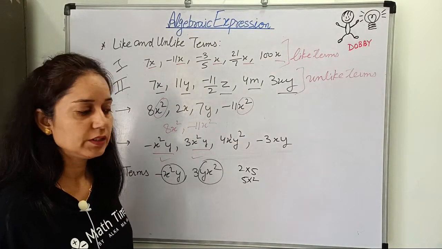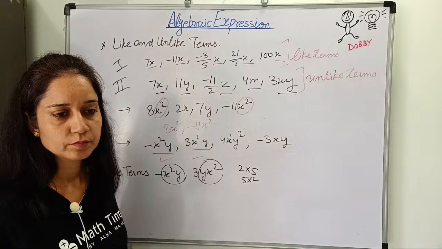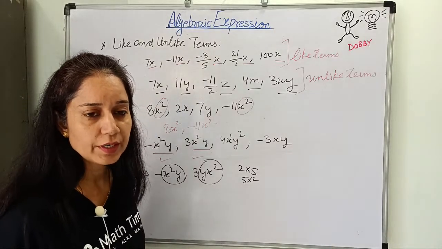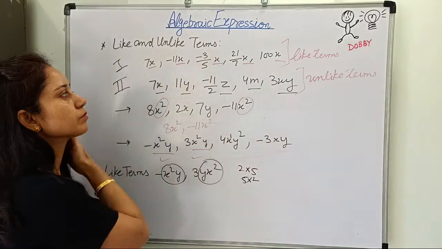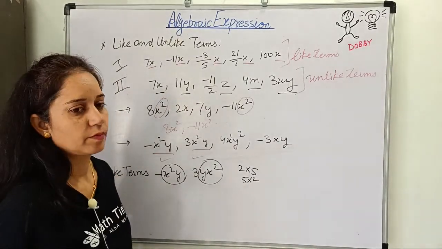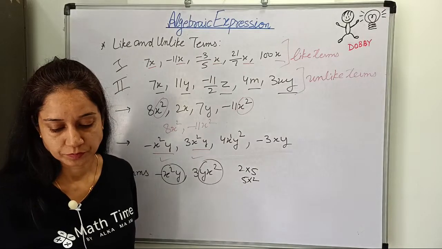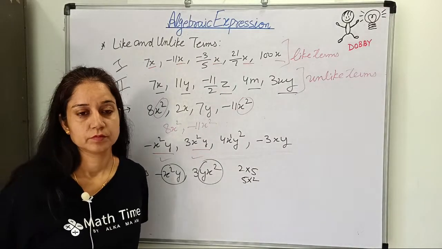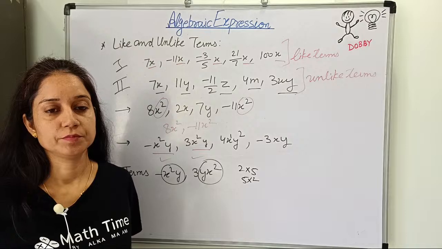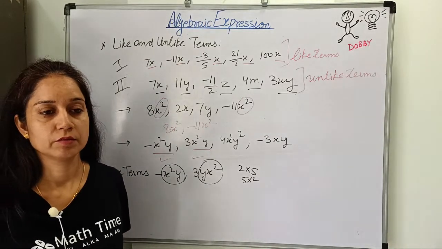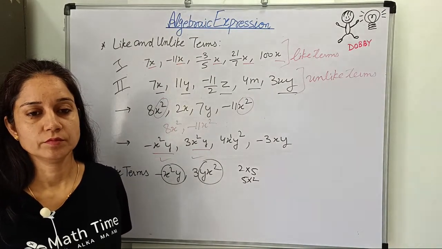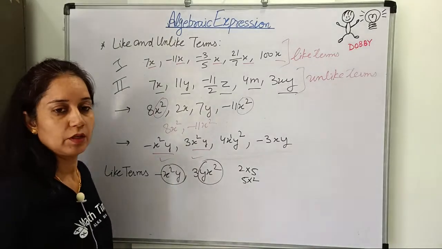Like and unlike terms is done. Any doubt, then you can write it down here. Next, we are going to do the degree of the expression, the degree of the polynomial. Okay, I am rubbing.